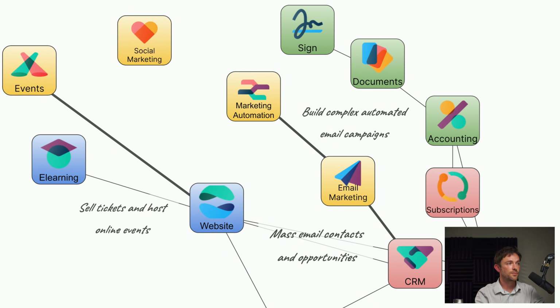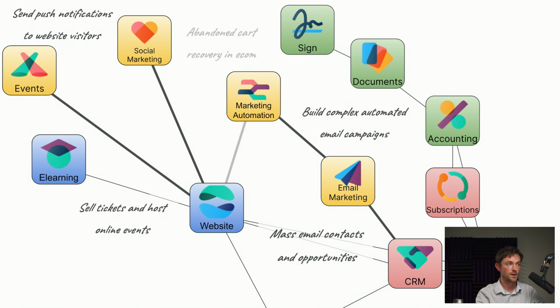Then the Events app, it connects very closely to website and e-commerce because you can advertise your events on the website and you can sell tickets to the events online. The Social Marketing app, in addition to controlling social feeds, you can also use it to send push notifications to anybody that's browsing your website. And the website, it also has a nice connection with marketing automation, because you could use marketing automation to automatically send emails to people that abandon an online shopping cart, for example.